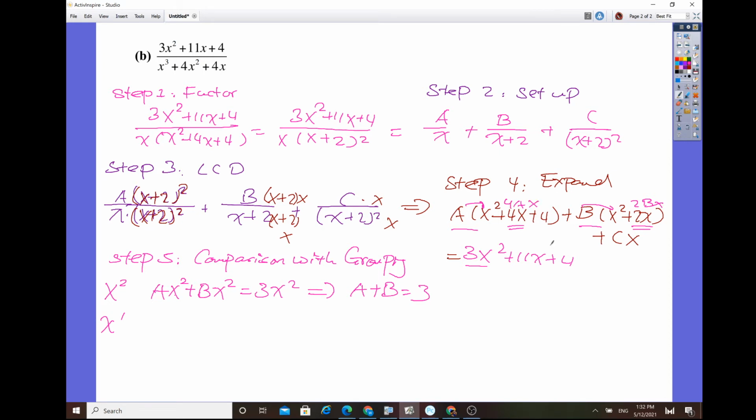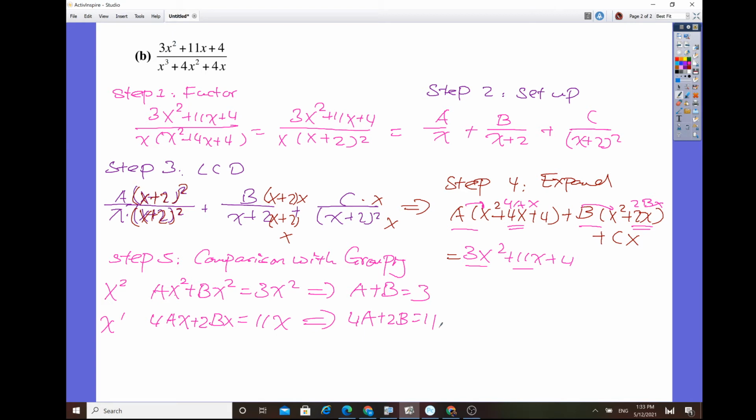Okay, so this one, you want to compare that with 11x. So what this one's showing, 4ax plus 2bx. So again, after you distribute that a and b, that is the same as 11x, the linear power. So basically this one is saying that 4a plus 2b equals 11. So we just create the system equation here.